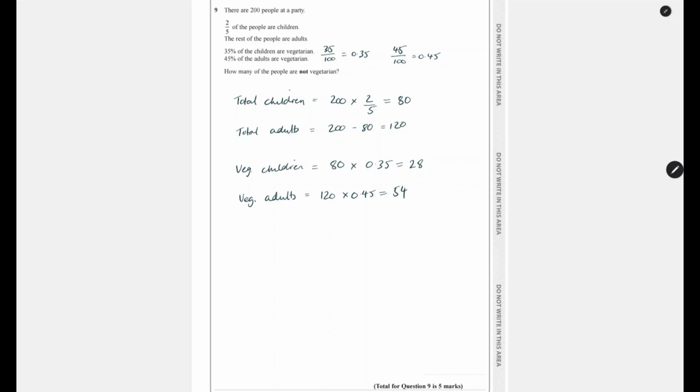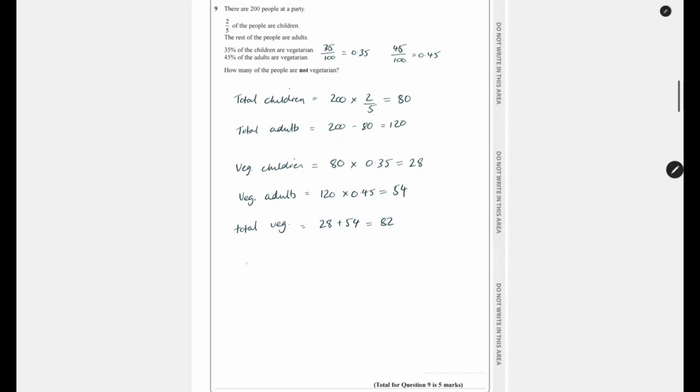So if we add them together, we get the total number of vegetarians. That's 28 children plus 54 adults, and that is equal to 82 in total. And so the question is asking us to work out how many people are not vegetarian. So it's 200 in total. So not vegetarian is equal to 200 minus 82, which is equal to 118. So 118 people are not vegetarian.